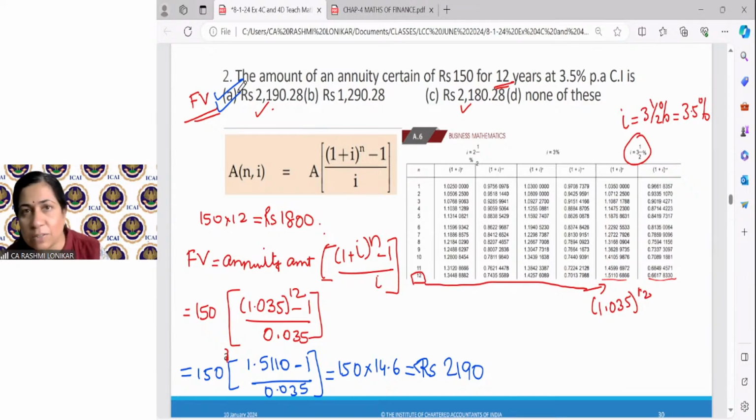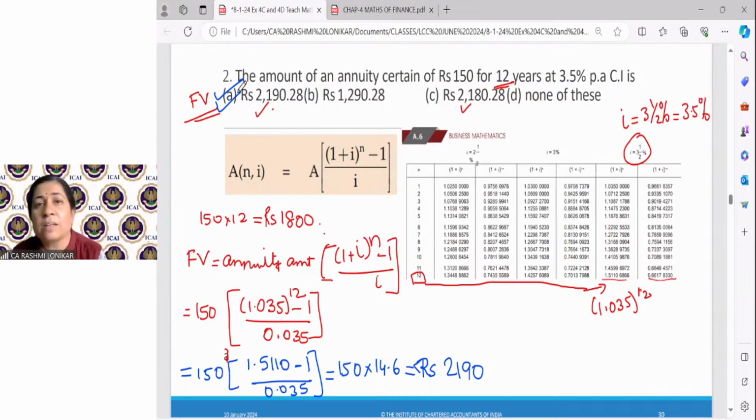And also the language says amount of annuity. Amount of annuity usually means the future value. That is why we have to say this, and otherwise if all three options would have been less than 1800, then we could have said that maybe it is a present value sum. Yes, Ritika, clear now?